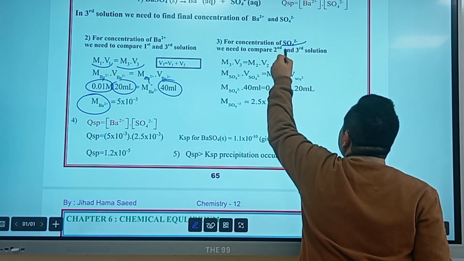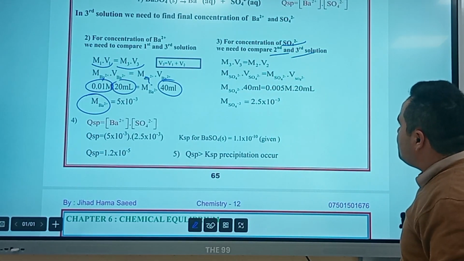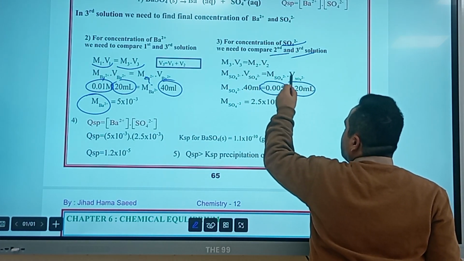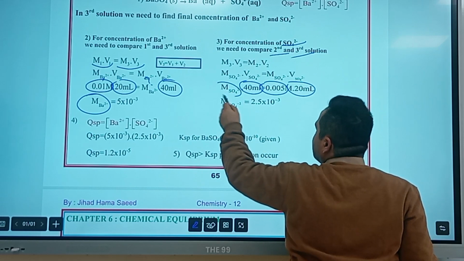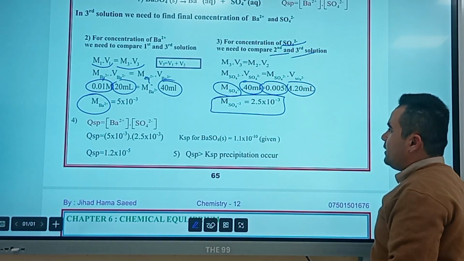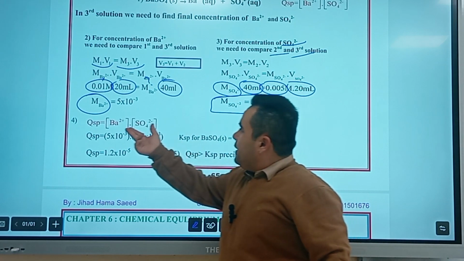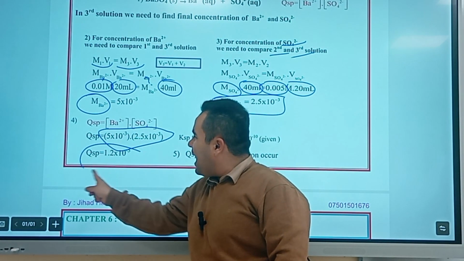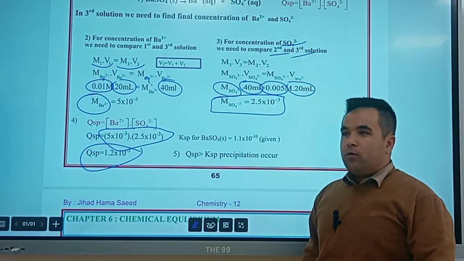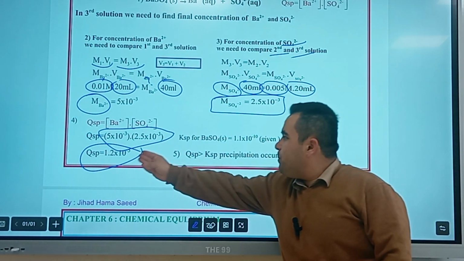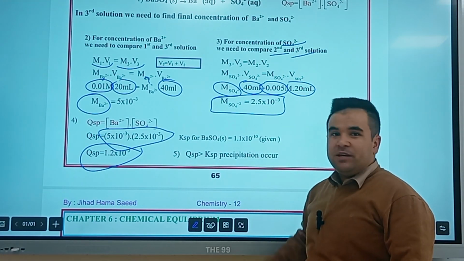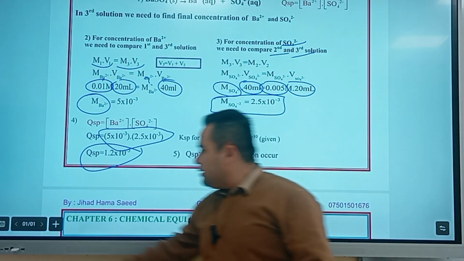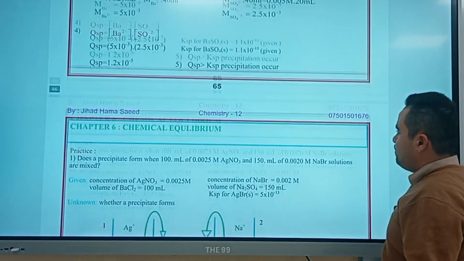To calculate sulfate, take the relation between the third and the second. M2 is known, which is 0.05, V2 is known, 20, V3 is known, 40, and MSO4 we have calculated. Sulfate and barium, we calculated their concentrations, so multiply them and you'll get the IP. IP is 10 to the power minus 5, here KSP is 10 to the power minus 10. IP is higher than KSP, so there will be a precipitate. If IP is lower than KSP, we will say there will not be a precipitate.